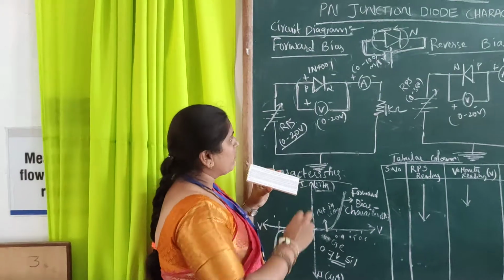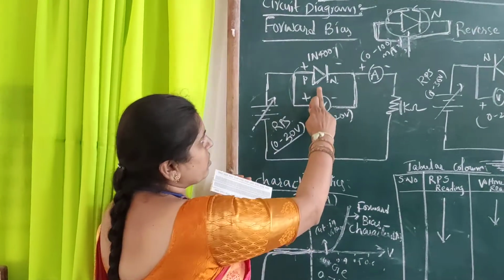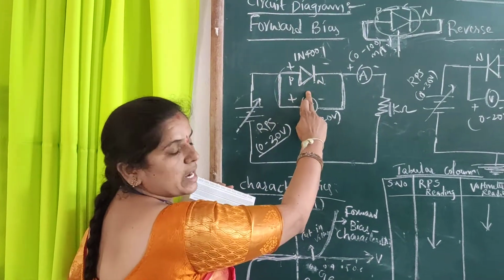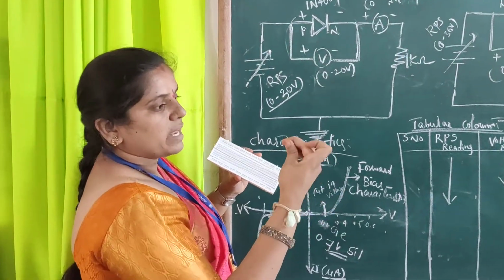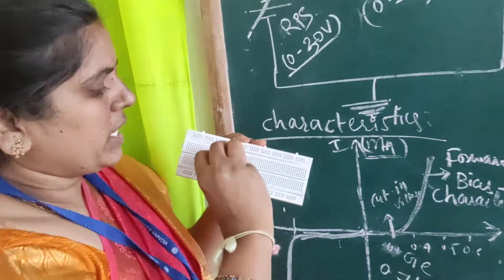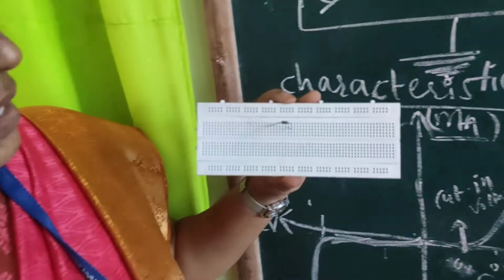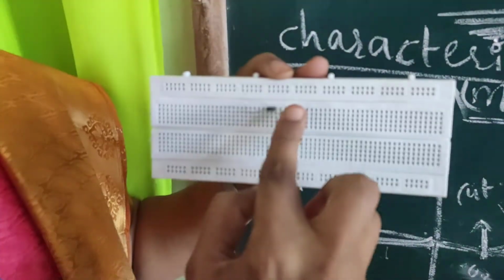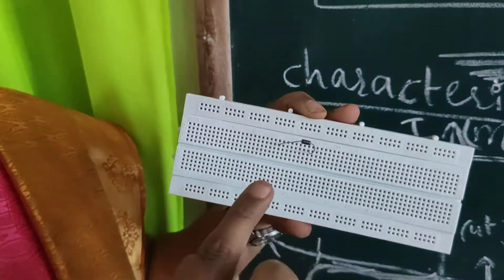Now we are connecting the circuit diagram. First we have the PN junction diode, this one. The positive terminal is connected here and the negative terminal is connected here. Okay, so P terminal and N terminal. The ash color shows the N terminal.